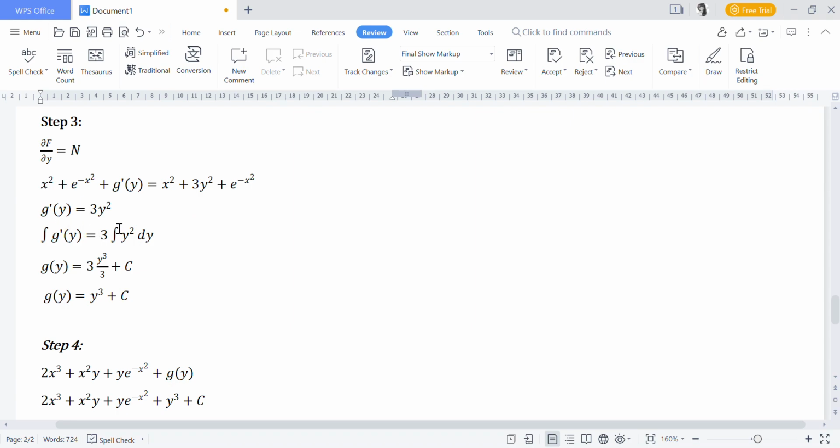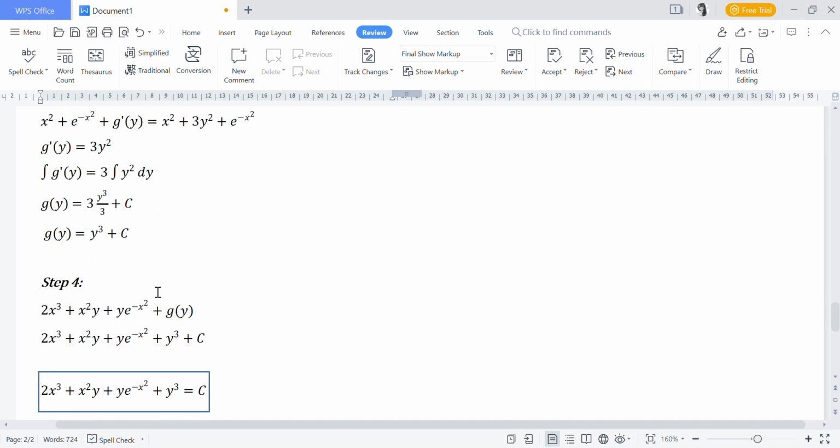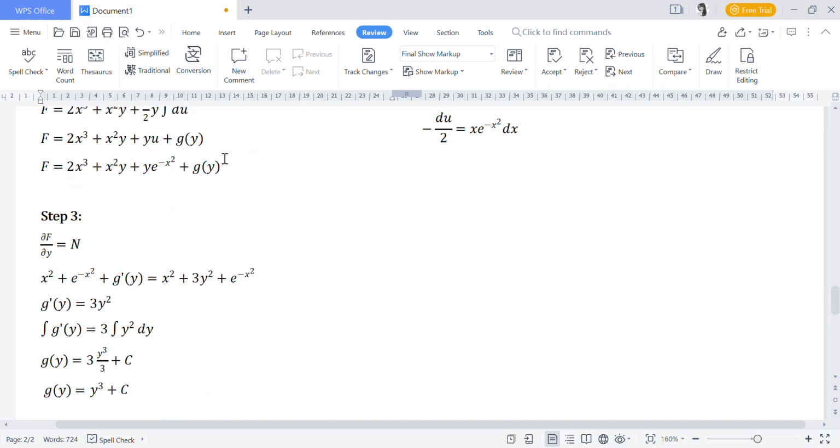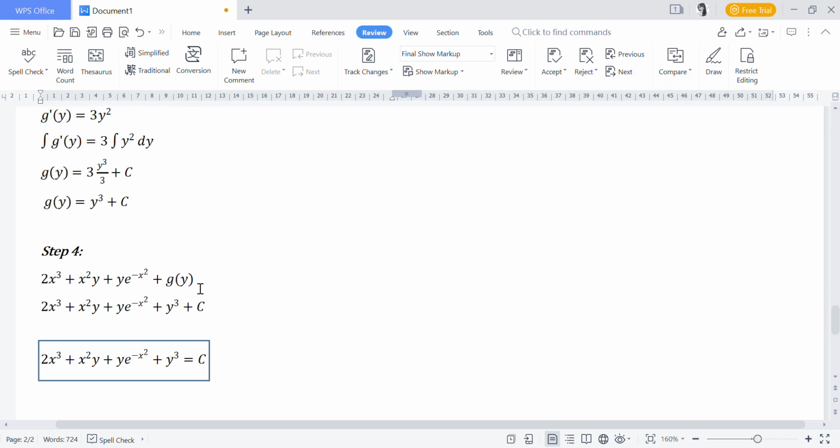Okay, so to simply get the g of y, we will integrate both sides by dy. So we have the integration of g prime of y is equal to 3 times the integral of y squared dy. So g of y is 3 times y cubed over 3 plus c, or simply g of y is equal to y cubed plus c. Now for the last step, we're just going to copy this and substitute the g of y with this one, since we have finally got the value for g of y.